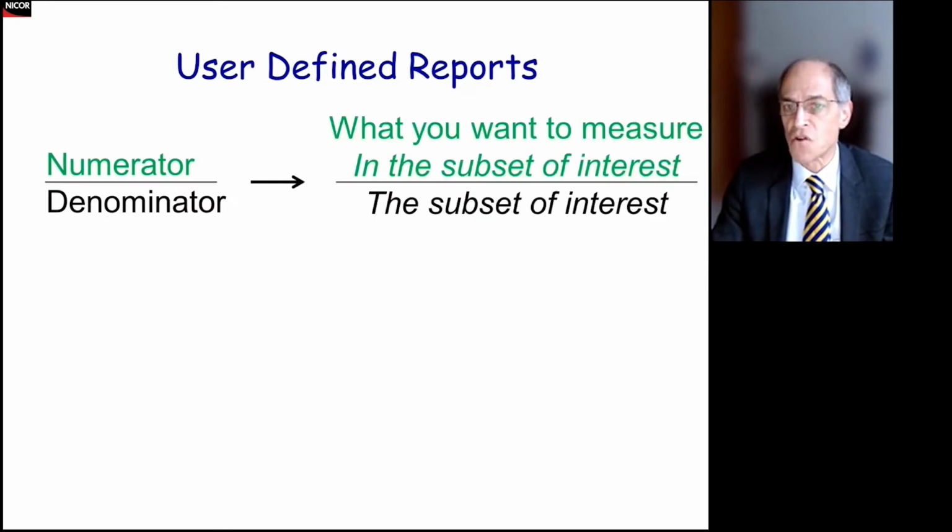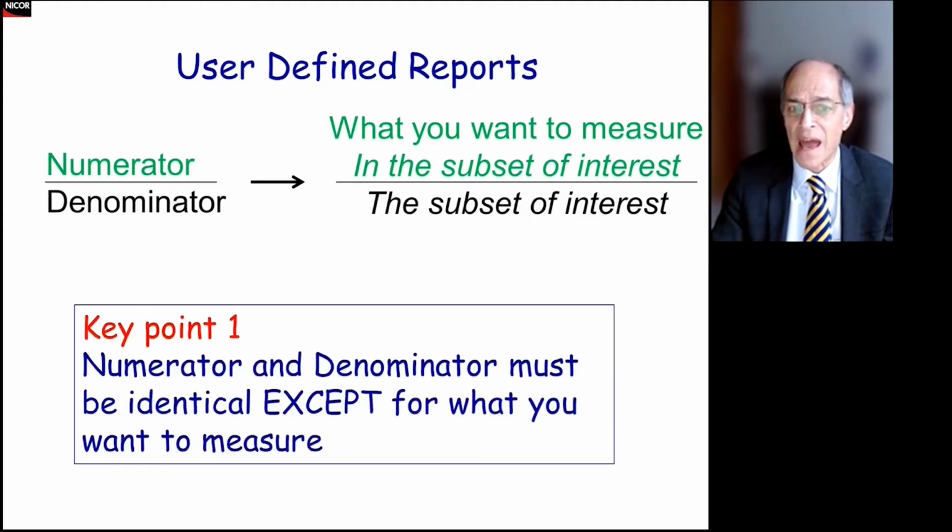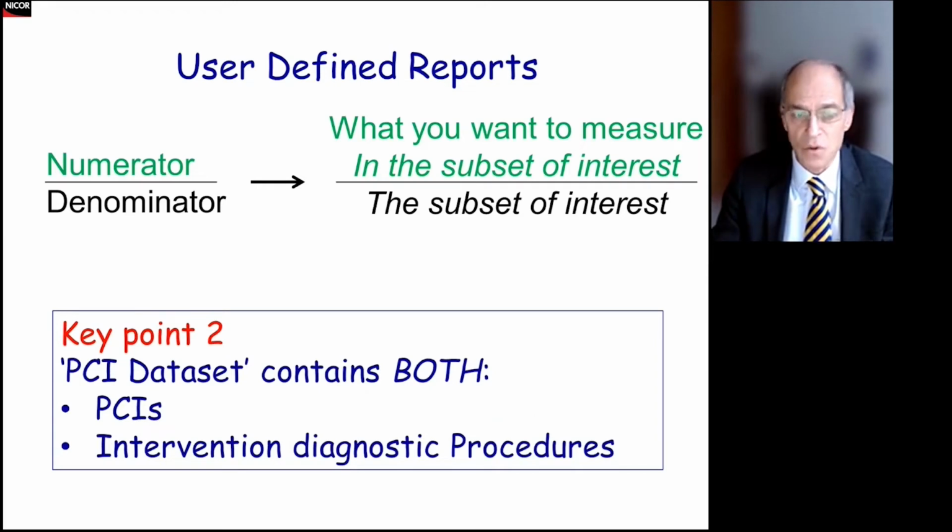And there are a few key things you've got to look at. You need to have the numerator and the denominator being the subset of interest, in this case, for example, left main stem disease, and the only difference between the two must be what you want to measure. So it's what you want to measure in the subset of interest divided by the subset of interest. That's the first thing. And the second key point is that the PCI dataset, although it's called the PCI dataset, as many of you will know, contains two things. It does contain PCIs, but it also contains interventional diagnostic procedures, and they're defined as procedures where the number of lesions attempted is naught.